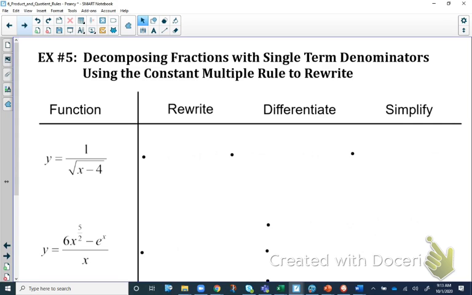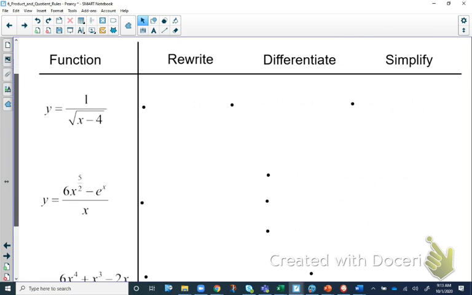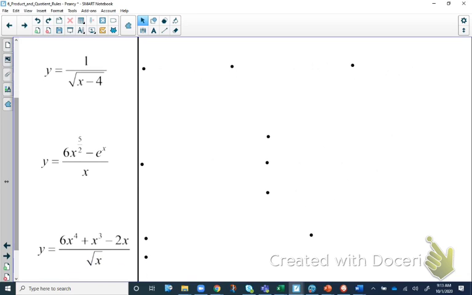Now the next bit that we're going to be looking at, these can be a little bit challenging as far as the derivatives are concerned. Here, what it's telling you is decomposing fractions with single-term denominators using a constant rule. The first one that we're going to be taking a look at isn't going to be too bad, but I think the second and third ones, particularly the second one, can be a little challenging. But the first one is asking you to rewrite it.